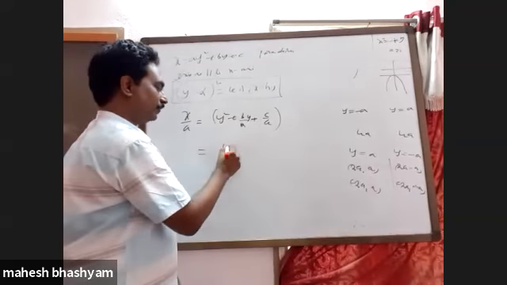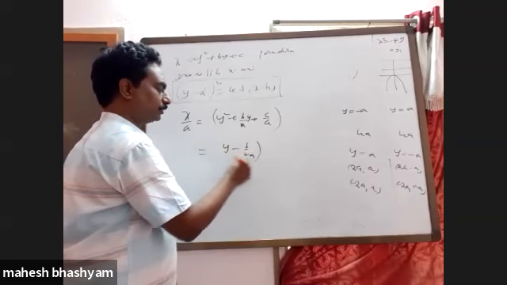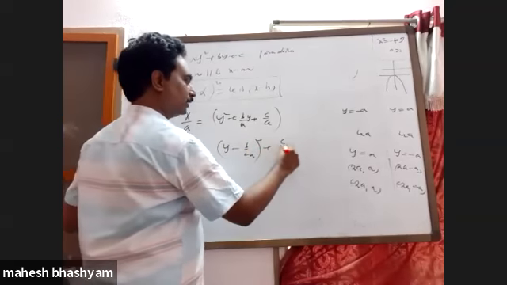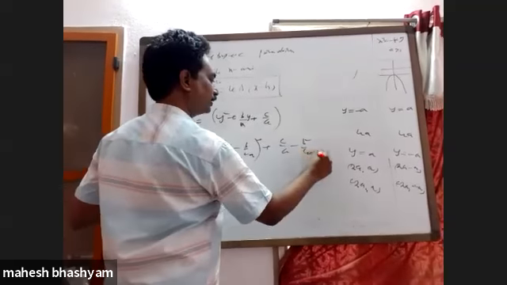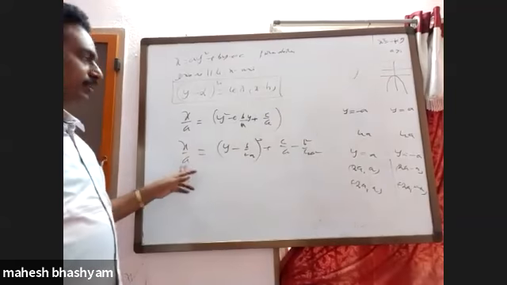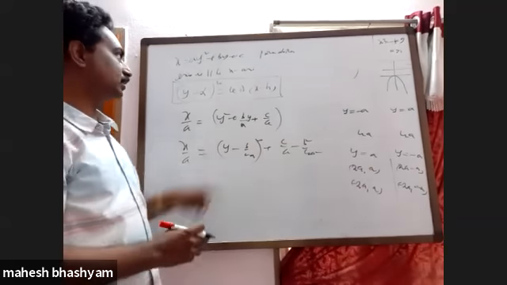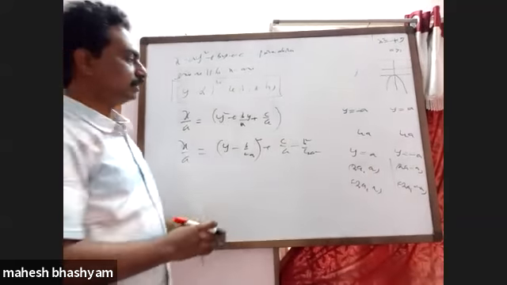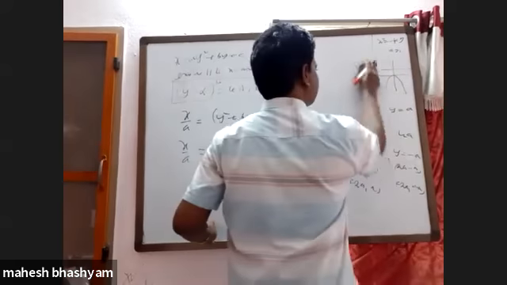This is making into a perfect square: y minus b by 2a whole square plus c by a minus b square by 4a square. Left hand side, taking a common. The axis is parallel to the x-axis.